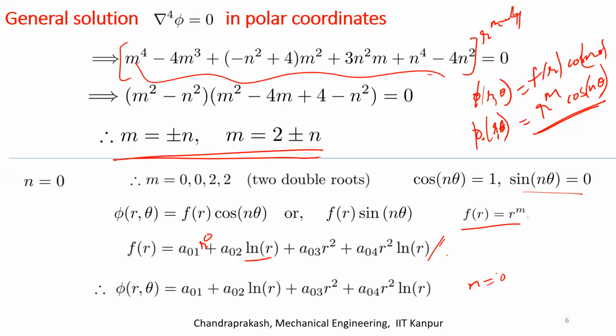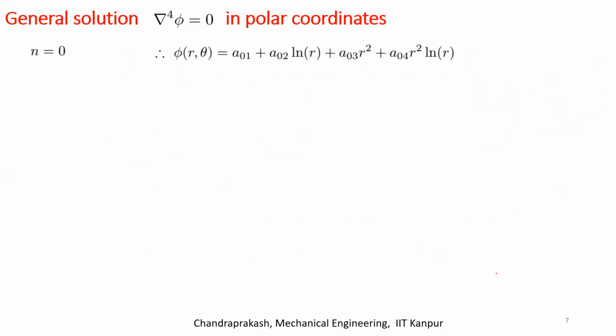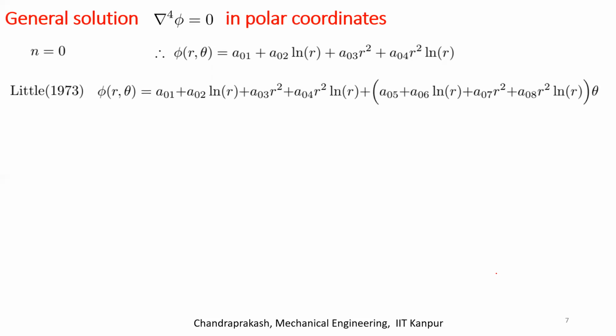Let us go ahead and look at n equal to 1. So I'm just rewriting the same thing. N equal to 0. This is the solution. And in 1973, which is relatively new when we speak in terms of research, a scientist named Little said, apart from these 4 terms, you also get another term where the radial function is of a similar form: a constant, a logarithmic term, an r square term, and an r square times logarithmic term, multiplied by theta is also a solution. This is what he has found out.